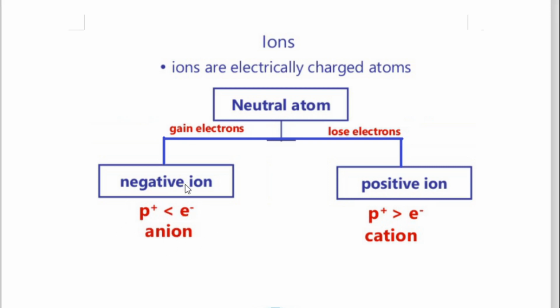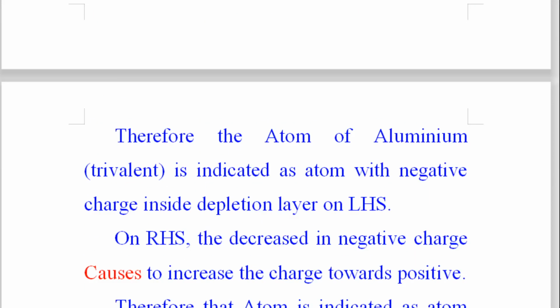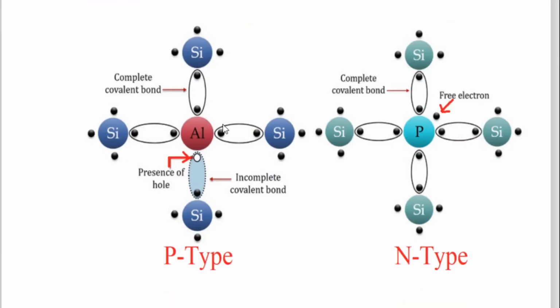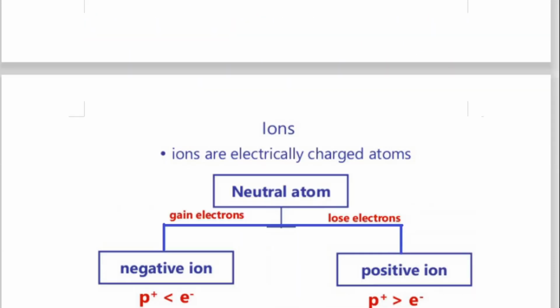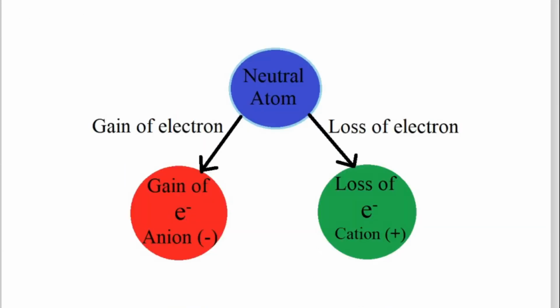That is called an anion. When a neutral atom gains an electron, it is called an anion. Upon gaining an electron, it is converted into an anion, and upon losing an electron, it is converted into a cation. So, anions and cations, if you understood, then one more diagram here.